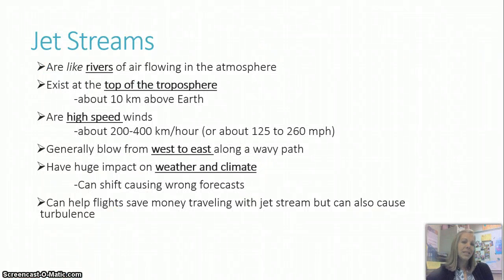All right, so now we need to talk about jet streams. Jet streams occur even higher up in the atmosphere than these global wind belts, and they take place in between the global wind belts. They're like rivers of air flowing in the atmosphere, very, very high-speed winds. They can move up to 200 to 400 kilometers an hour.